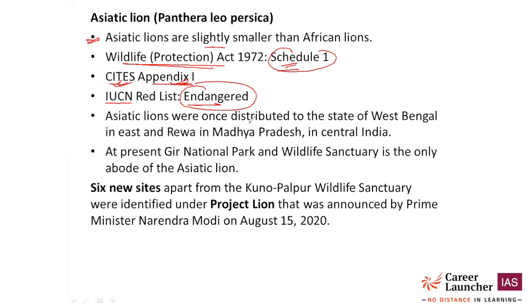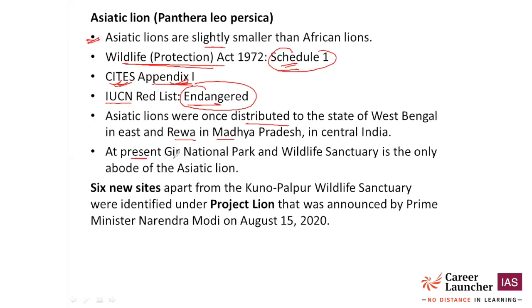Now, Asiatic lions were once distributed in the state of West Bengal in the east and Rewa in Madhya Pradesh in central India. So, if there is a question saying the Asiatic lion is only found in Gir National Park, this is correct. But it is also true that a few years back it was present in West Bengal and in Rewa district in Madhya Pradesh. These are the other locations where the Asiatic lion was naturally found. But now it is extinct from there, and present only in Gir National Park.